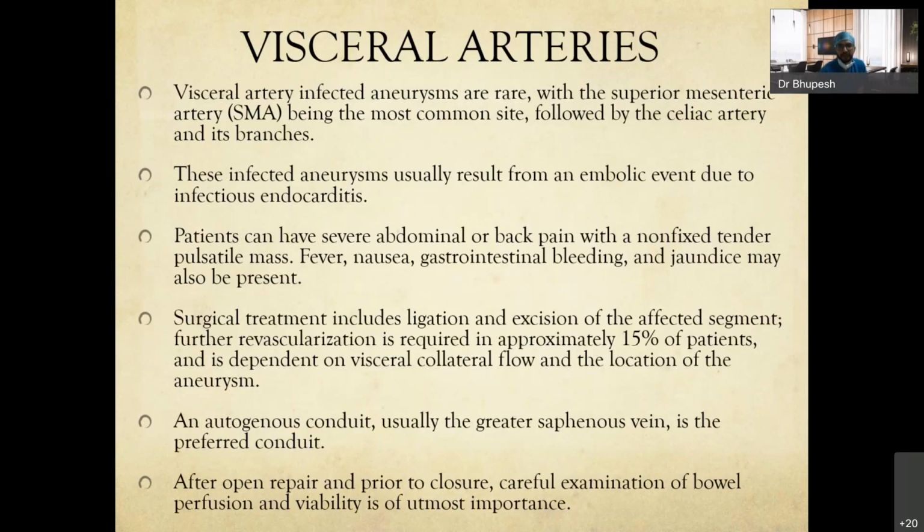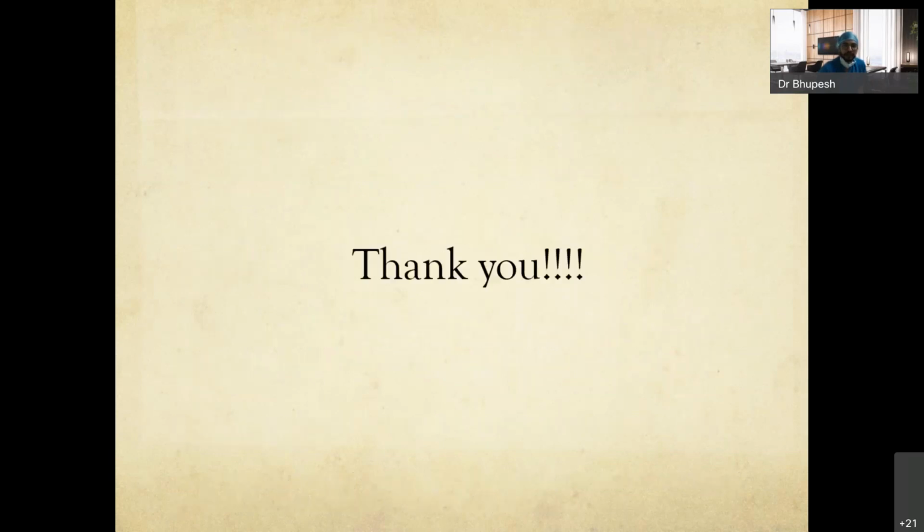Further revascularization is required in approximately 15% of patients and depends on visceral collateral flow and location of the aneurysm. An autogenous conduit, usually the GSV, is the preferred conduit. After open repair, prior to closure, careful examination of bowel perfusion and viability is of utmost importance.